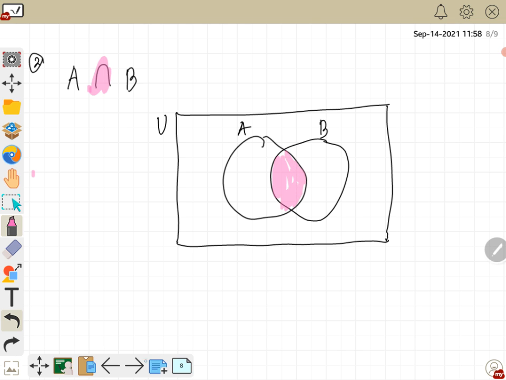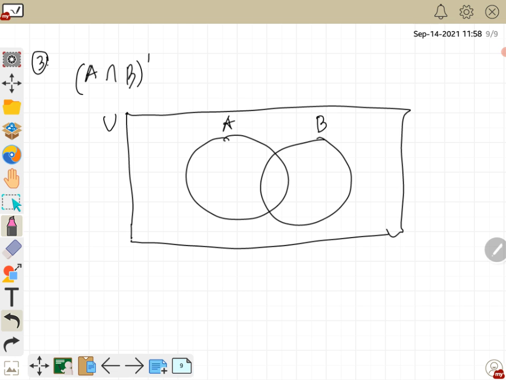Number 3, A intersection B complement. So what is that? Which region? What does it mean by A intersection B complement? All other elements outside the intersection. So we shade all aside from the intersection. So the rectangle is also included.